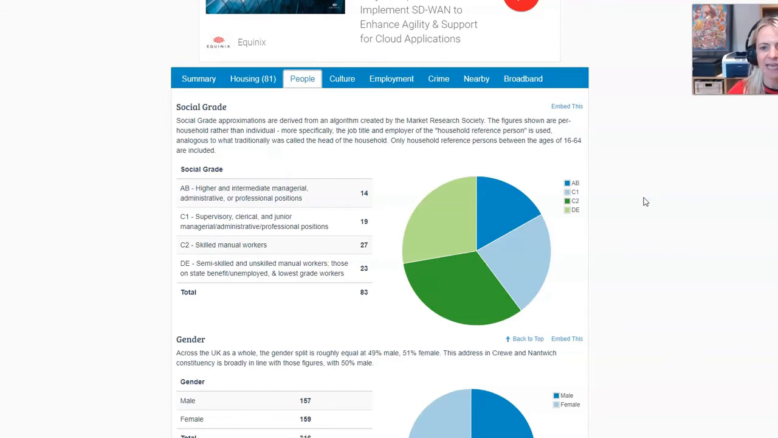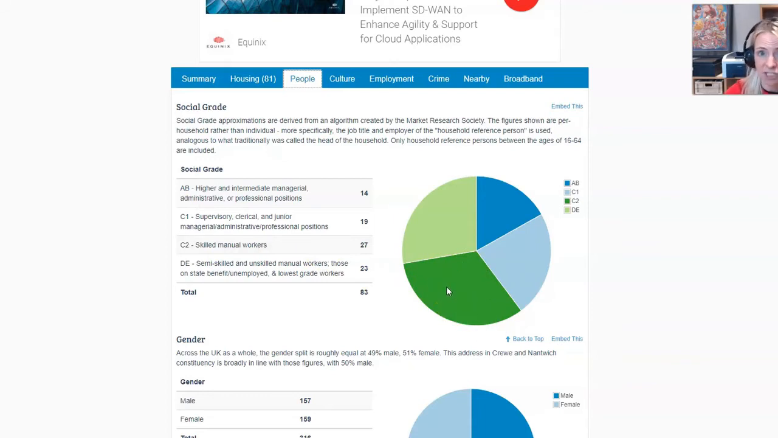So the AB class is the higher and intermediate managerial, administrative or professional position. And looking at the pie chart, this is the dark blue colour. Now you can see there's 14 out of 83 households that are represented by that particular demographic grade. But the most common one is the C2, the skilled manual workers one, which is this dark green shaded area.